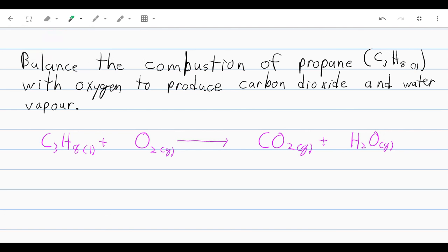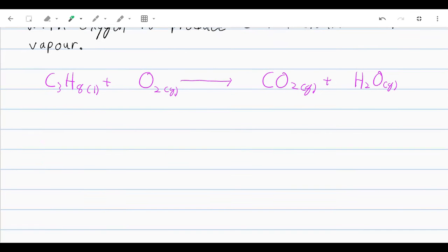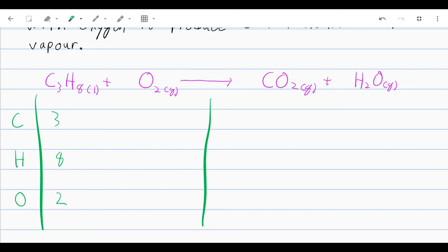Let's break up our page. We have three atoms here. We have carbon, hydrogen, and oxygen. We have 3 carbons, 8 hydrogens, 2 oxygens in the reactants. We have 1 carbon, 2 hydrogens in the products, but we also have 3 oxygens.